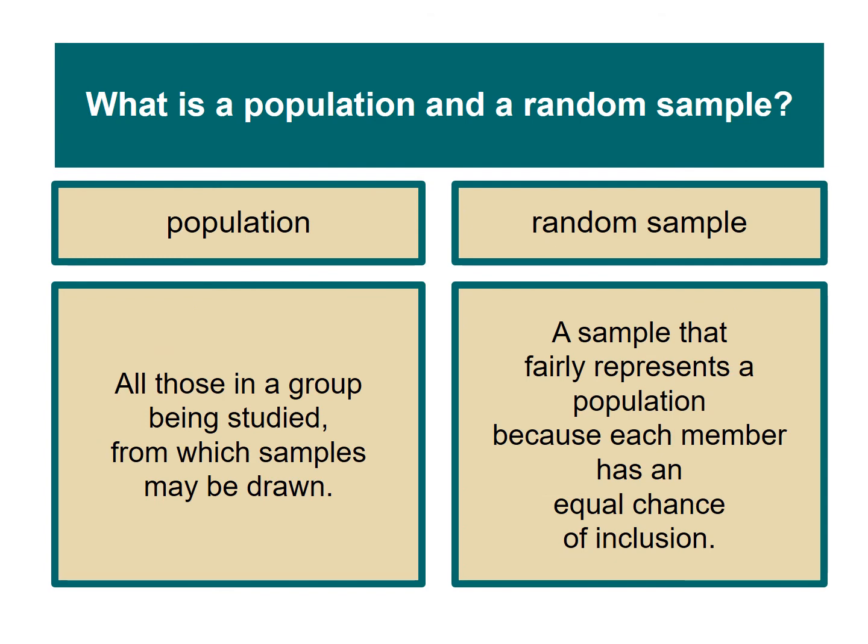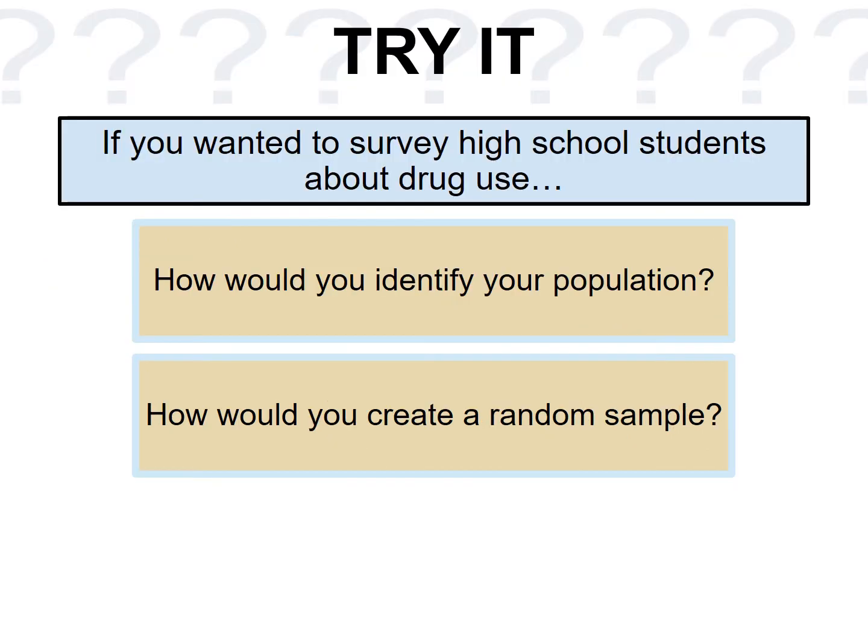What's a population and a random sample? So population is all those in a group being studied from which samples can be drawn. A random sample is a sample that fairly represents the population because each member has an equal chance of inclusion. So if you wanted to survey high school students about drug use, how would you identify your population? How could you create a random sample? These are questions to think about.